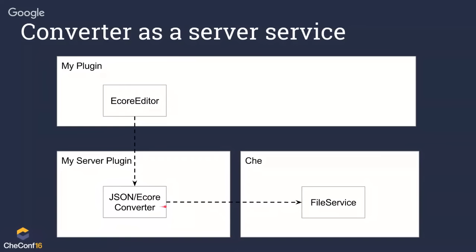The JSON eCore converter service accesses the workspace using a given Che service, the file service. So it gets the content of the eCore file. It transforms that to JSON. That's a pretty simple operation. And now our eCore editor is directly talking to this JSON eCore converter. And that's a pretty simple way of transforming the input to our target format.